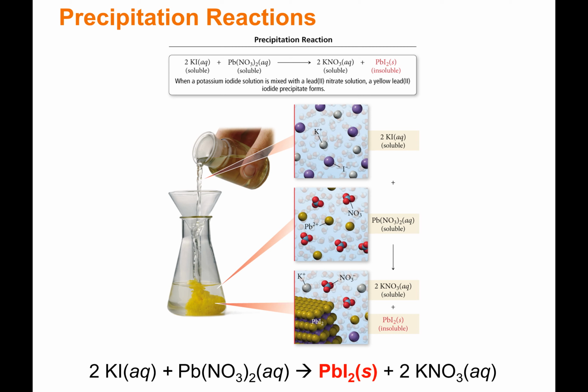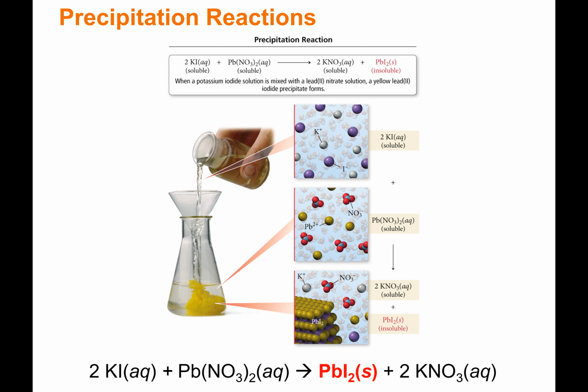What's happening there is exactly what the reaction says. Some of our ions are still just swimming around, but the ones that form the insoluble compound are forming a solid. In the lab, we call this crashing out, or in other words, the formation of a precipitate. Notice we still have potassium ions left over, and we still have nitrate ions left over. So the only thing involved is really the lead and the iodide.